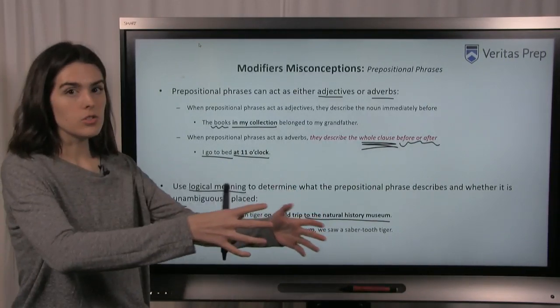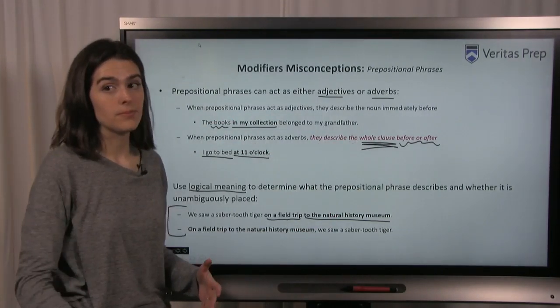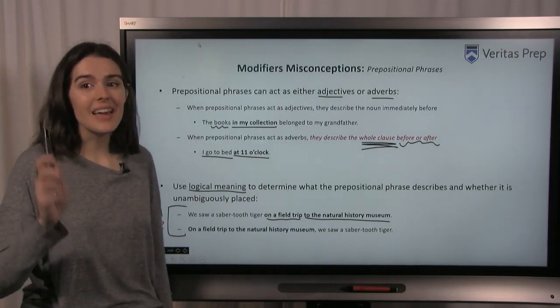We saw a saber-toothed tiger. That happened while we were on a field trip. But, yeah, Viplav.